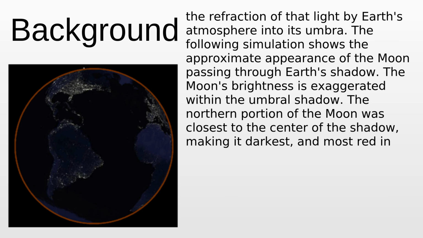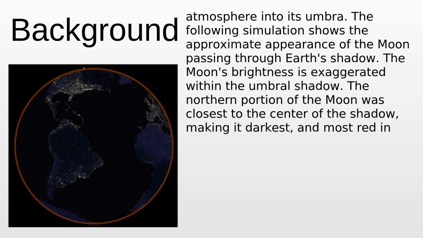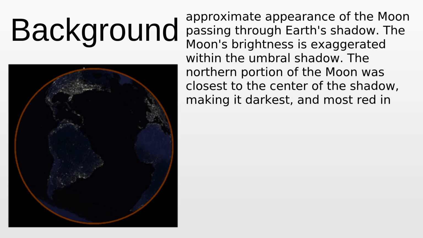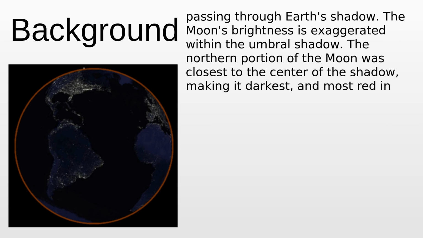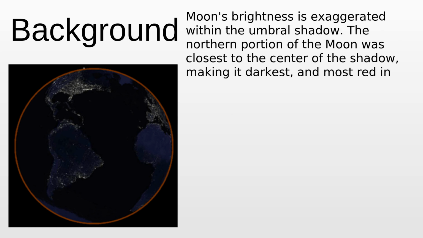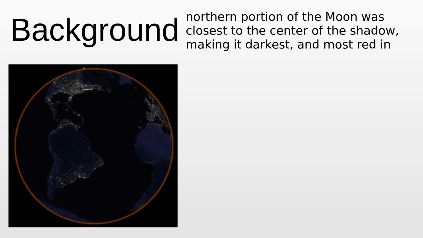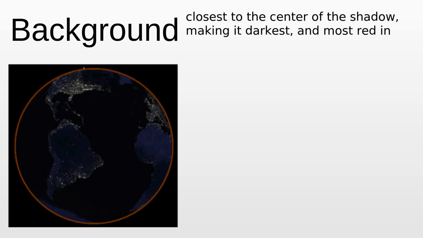The following simulation shows the approximate appearance of the moon passing through Earth's shadow. The moon's brightness is exaggerated within the umbral shadow. The northern portion of the moon was closest to the center of the shadow, making it darkest, and most red in appearance.